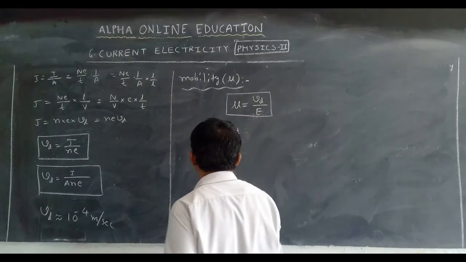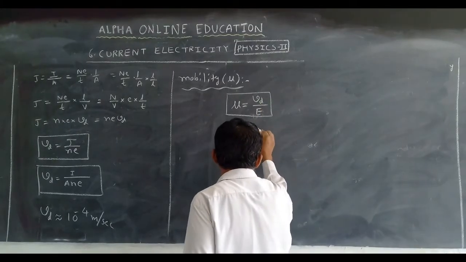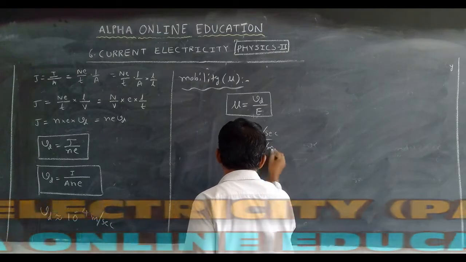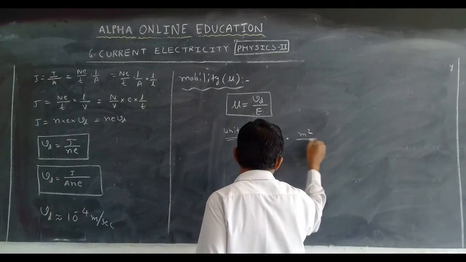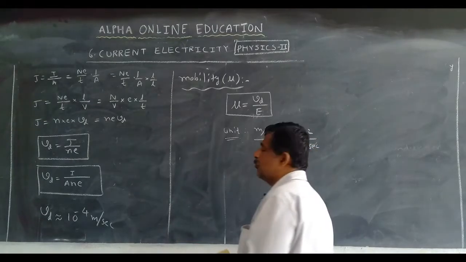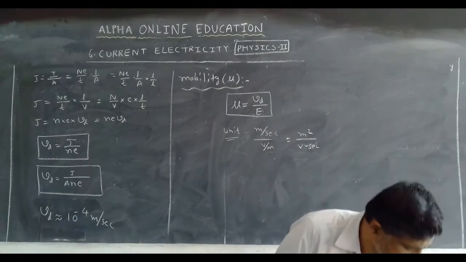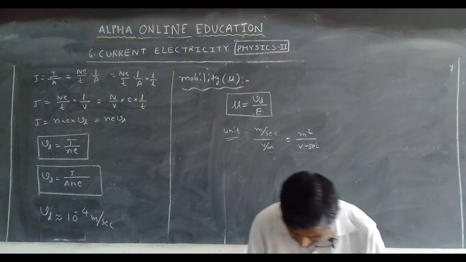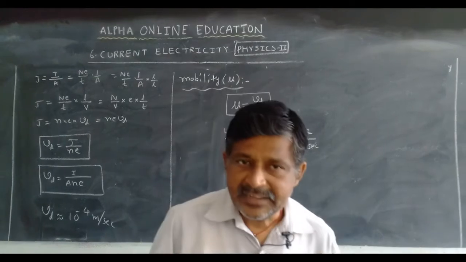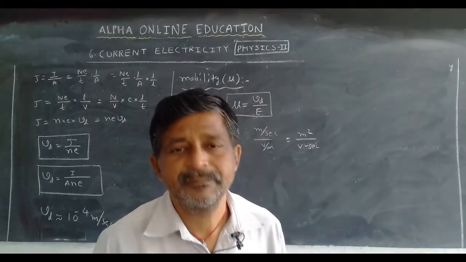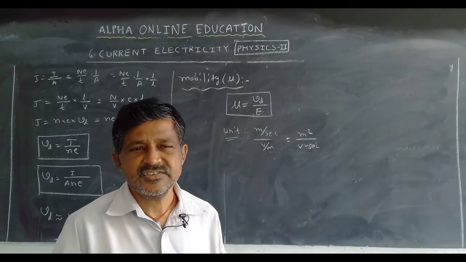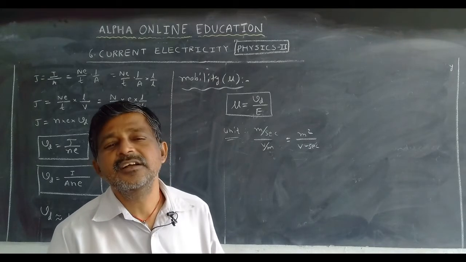What is the unit of mobility? Drift velocity is meter per second and electric field is volt per meter, so the unit is meter square per volt second. Now what is the use of mobility? Whether the current flows through the conductor by electrons or by protons is identified with the help of mobility. This is one of the important topics under drift velocity.